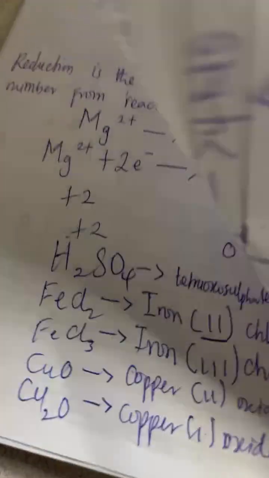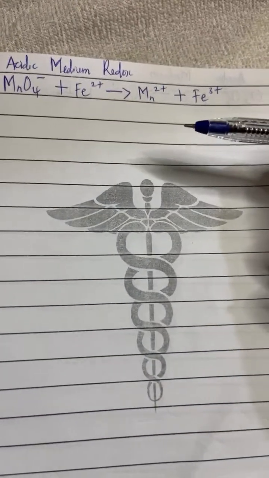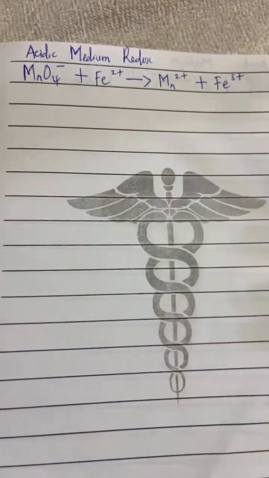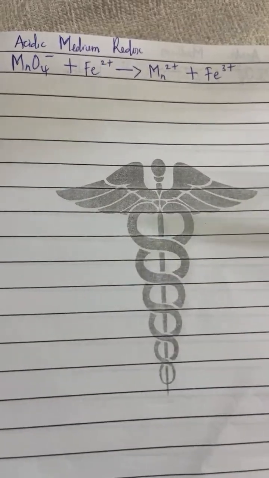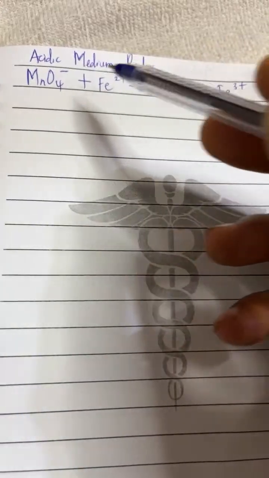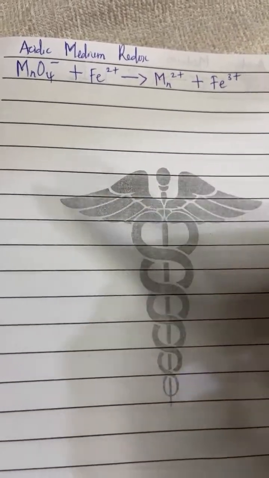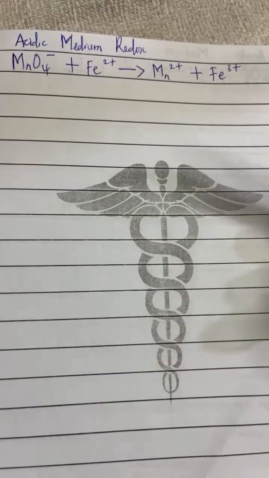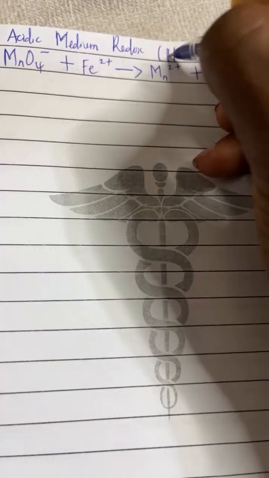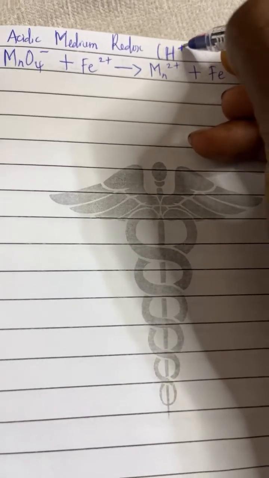So let us move to the balancing of our redox. Now we have to balance this redox equation. This is a redox equation, and in your JAMB exam, they will tell you if it is an acidic medium or a basic medium. If you want to balance a redox in an acidic medium, you should know that you have to add hydrogen ion.